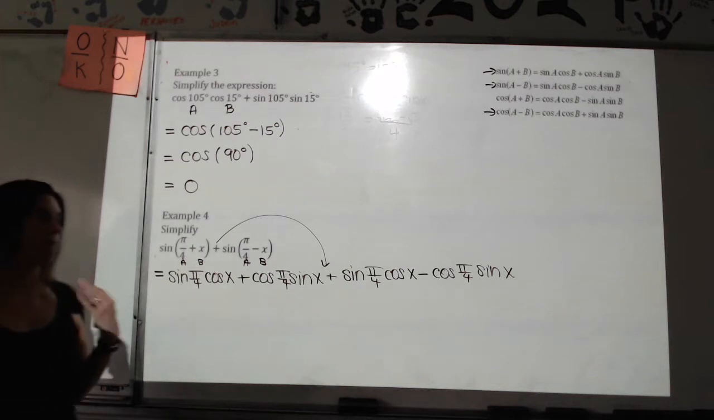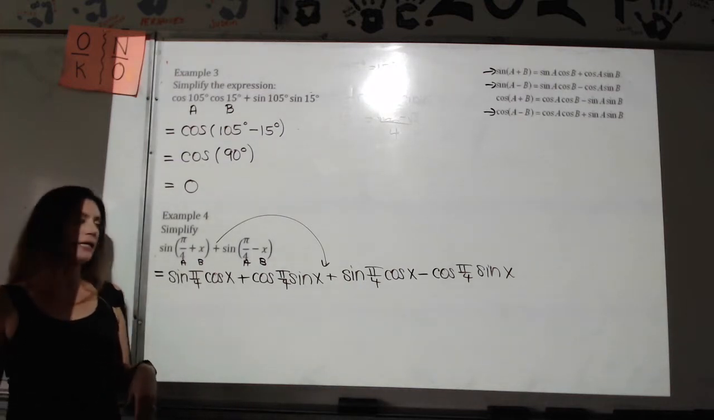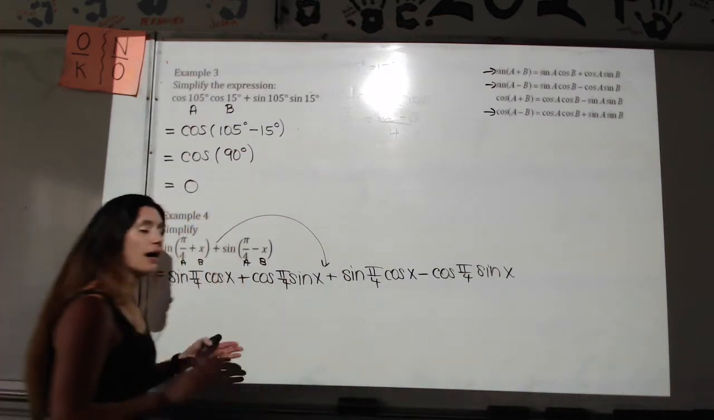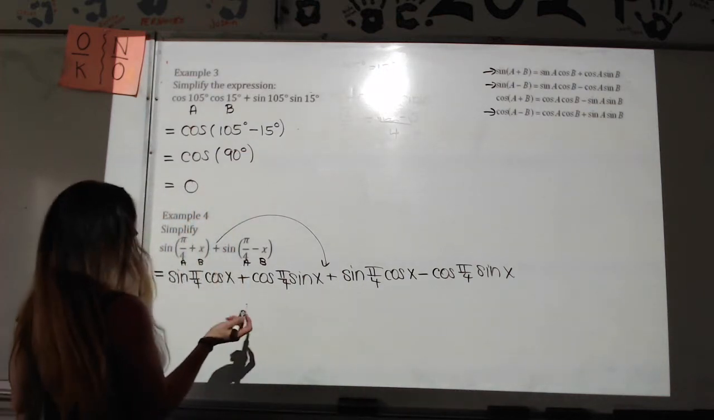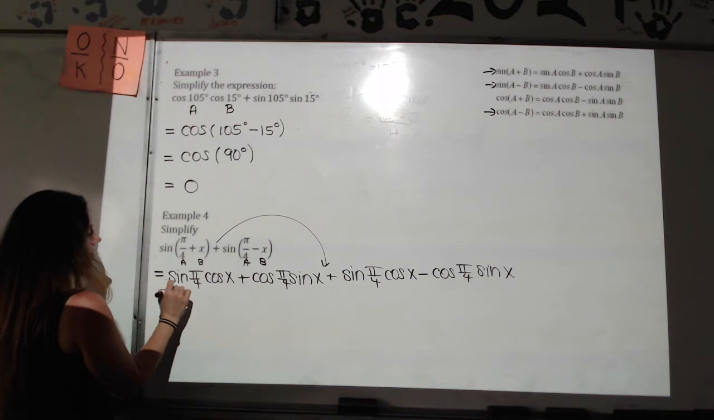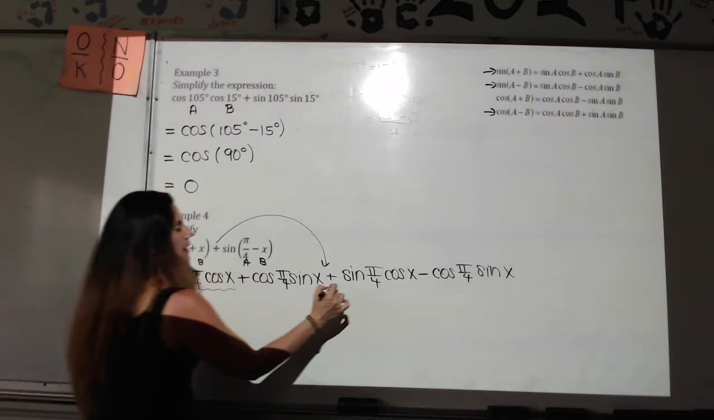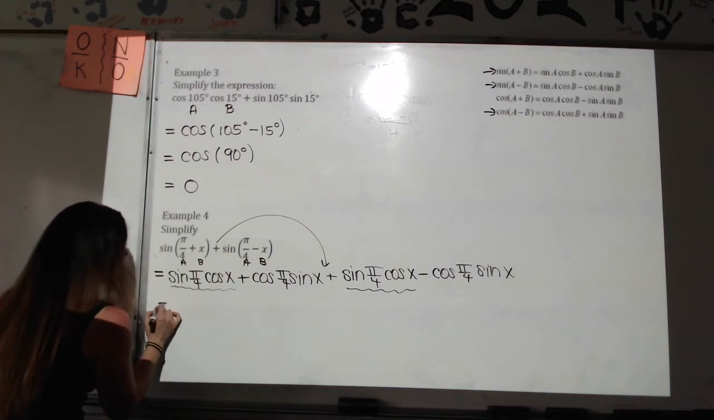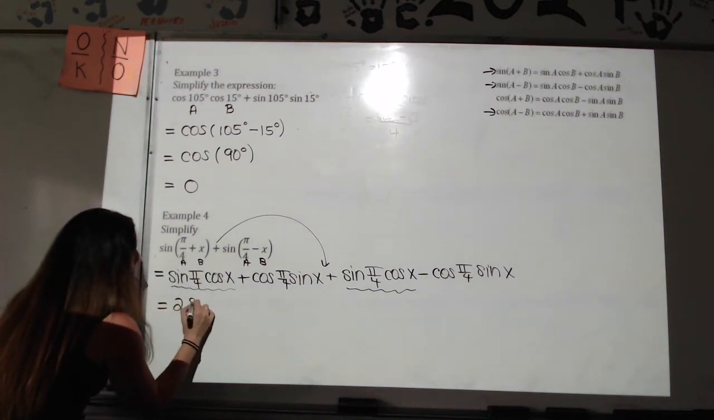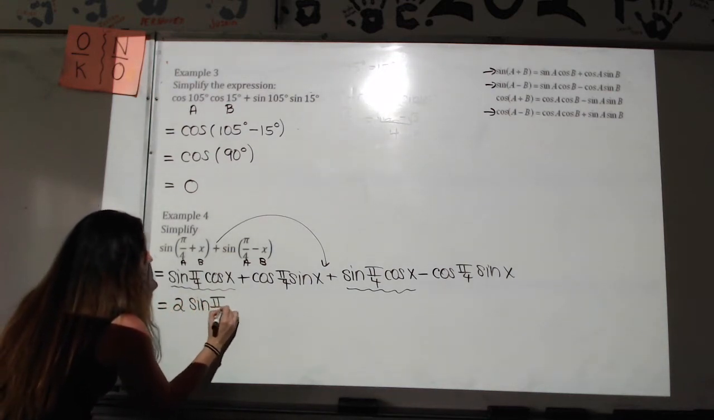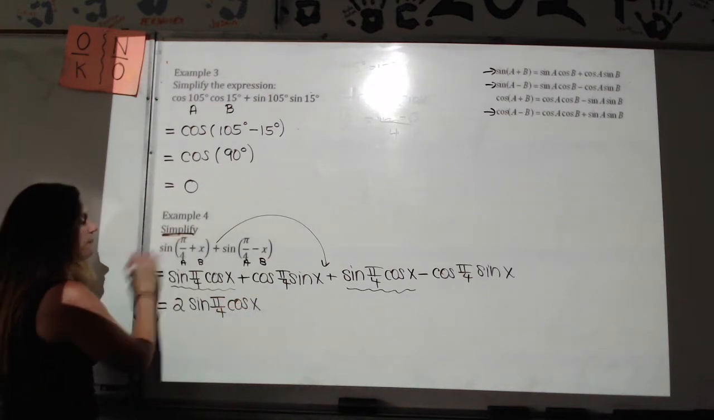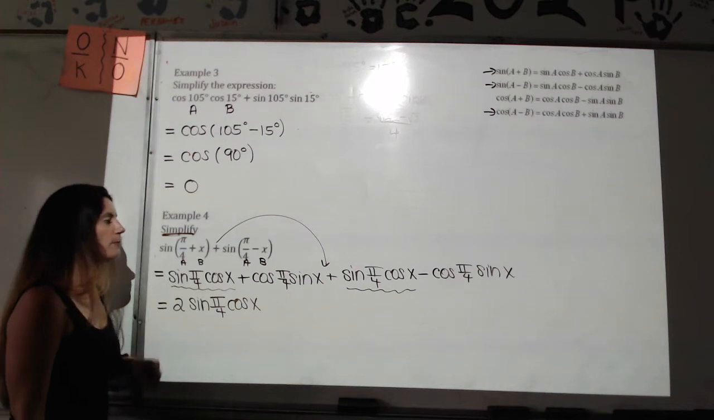And now you can either combine like terms if you have them right away, or evaluate wherever you see the pi over 4. I like to combine this now to make my life easier because I see a sine of pi over 4 cosine x and a sine of pi over 4 cosine x. I have two of the same thing. So that'll be 2 sine of pi over 4 cosine x. So when you see simplify, you want to try to combine like terms.